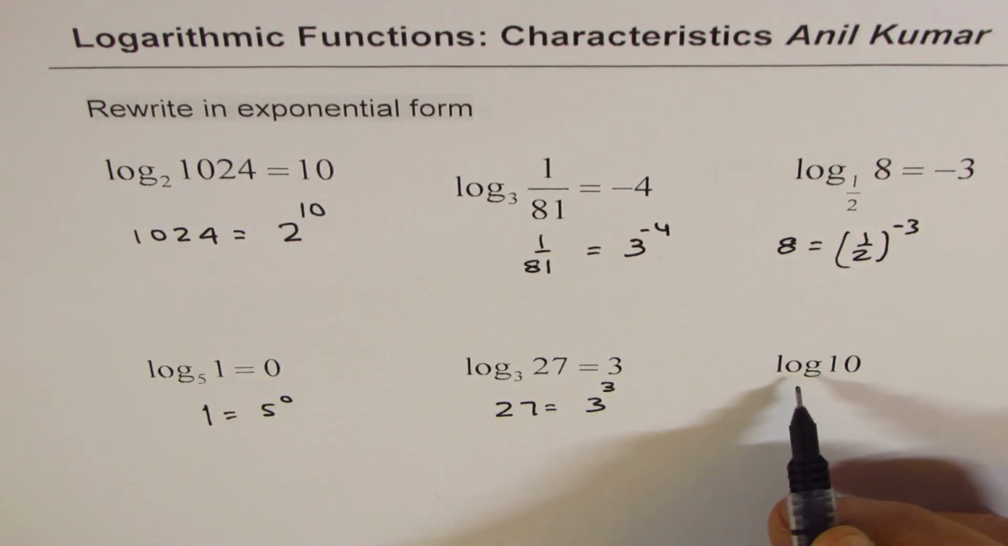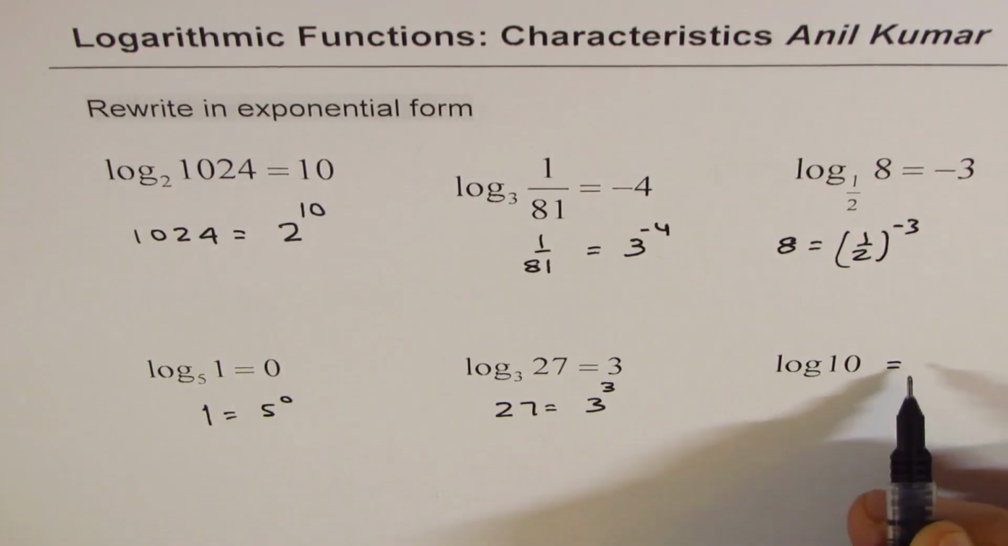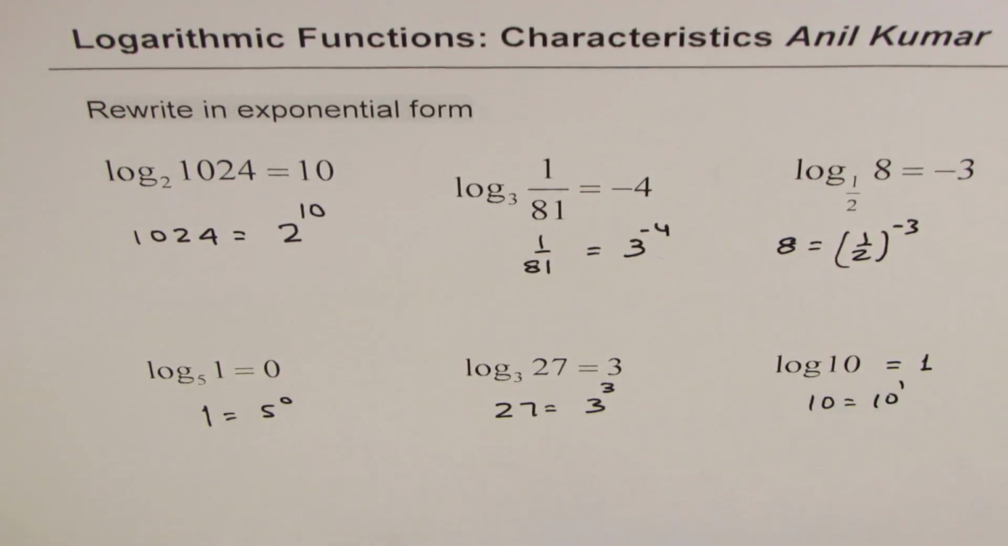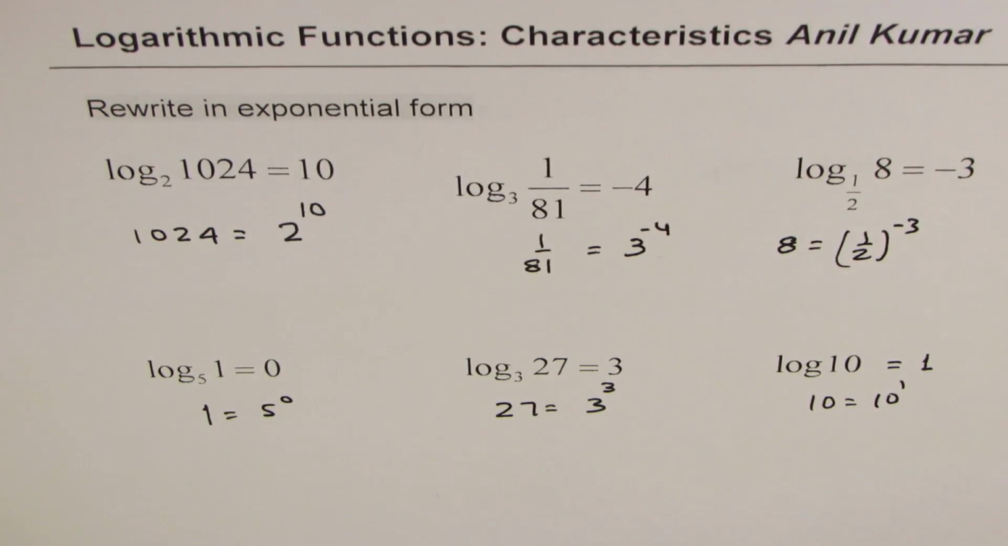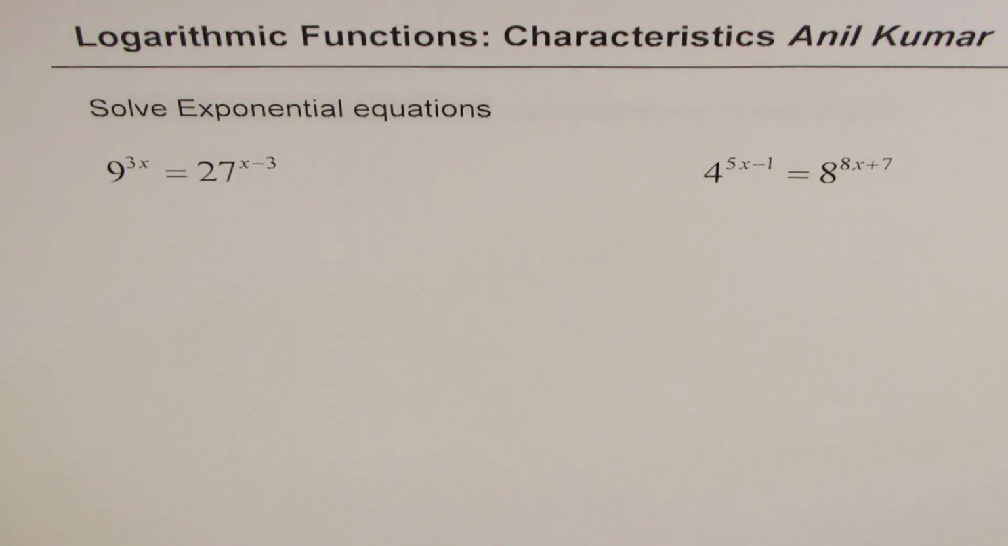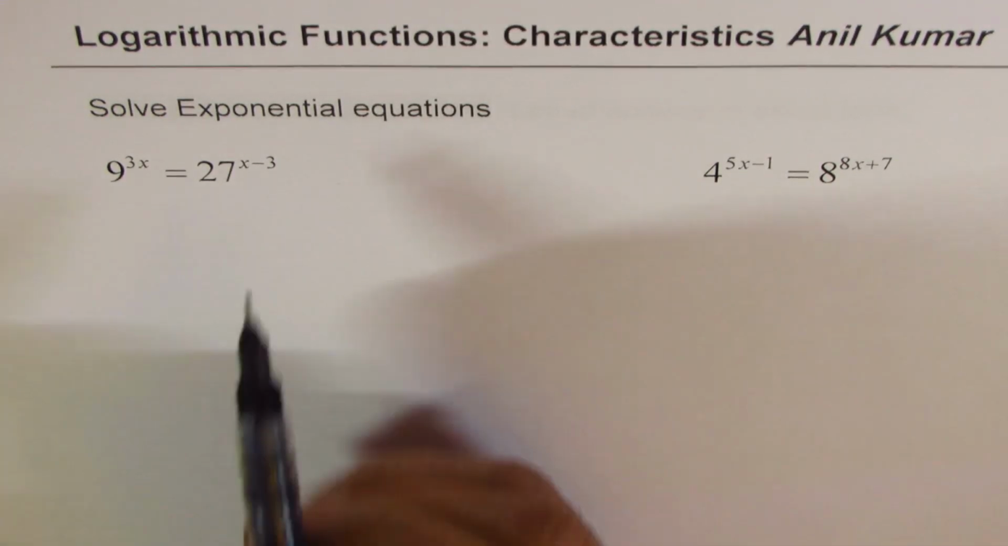Is that okay? So I didn't really write this. It is equals to 1, so I could write this as 10 equals to 10 to the power of 1. Correct? So that is how we could write this particular expression. So let's move forward and solve exponential equations.